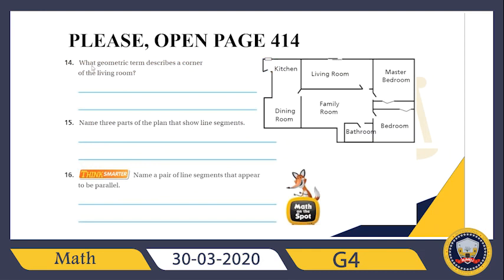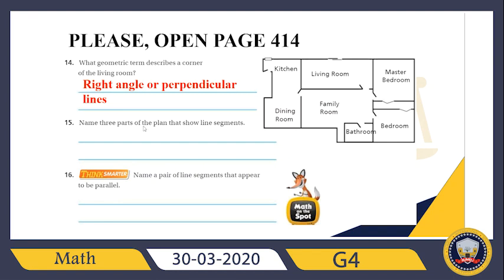Check question 14. It says what geometric term describes a corner of the living room? For example, let's check master bedroom. Check this angle. So if you want to give a name for this angle, what do you say? It's an example for a right angle, right? So what about lines? They are perpendicular lines, right? This line segment and this line segment. So they are perpendicular. So I can say this is the right angle, and I can also say this is an example for perpendicular lines. Good. What about question 15?